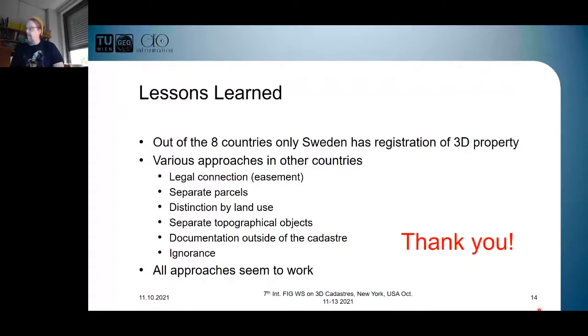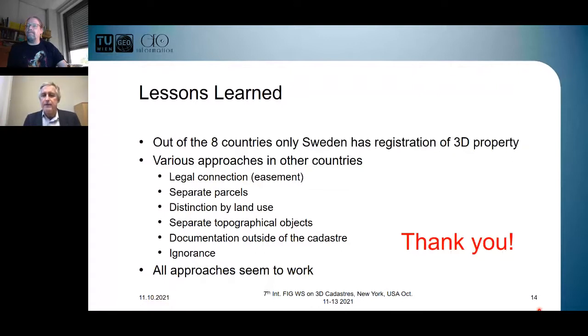Thank you, Gerhard, for a very interesting presentation. And we have one question so far. Is there any need for bridge legal space modeling at the international level, say LADM ISO 19152 edition 2? What do you think?